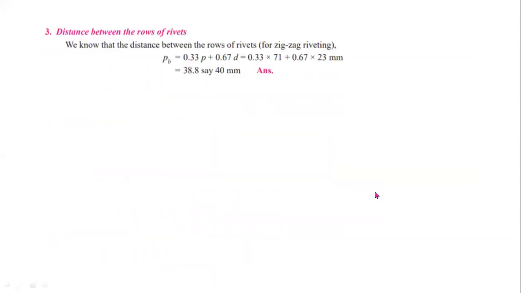Now the third step is row pitch. In the third step, you have to find the suitable distance for row pitch or back pitch. The distance between two successive rows of rivets is called row pitch or back pitch. So this is the formula for back pitch. For zigzag riveted joints, you have to consider this formula. The answer is 38.8 mm, or you can consider the rounded value as 40 mm. 40 mm is the row pitch.